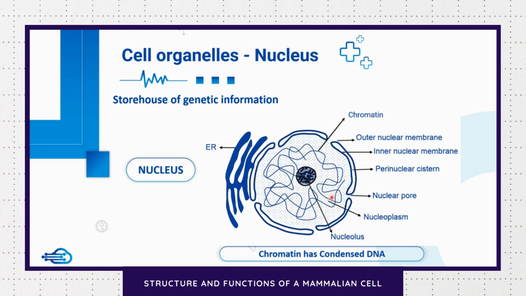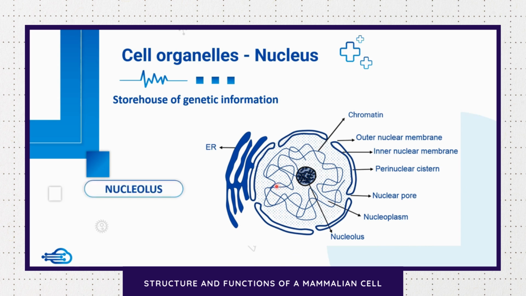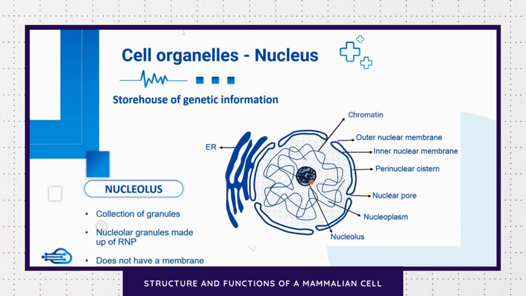So this chromatin, we said that it basically has condensed DNA. Now the nucleus also has a collection of granules known as nucleolus. So here this is the nucleolus. This nucleolus actually does not have a membrane. It is only a collection of granules and it is rich in RNA. So this nucleolus is the site of synthesis of ribosomes. So you know that ribosomes are important for the synthesis of proteins, isn't it? But for the synthesis of ribosomes, we need the nucleolus.